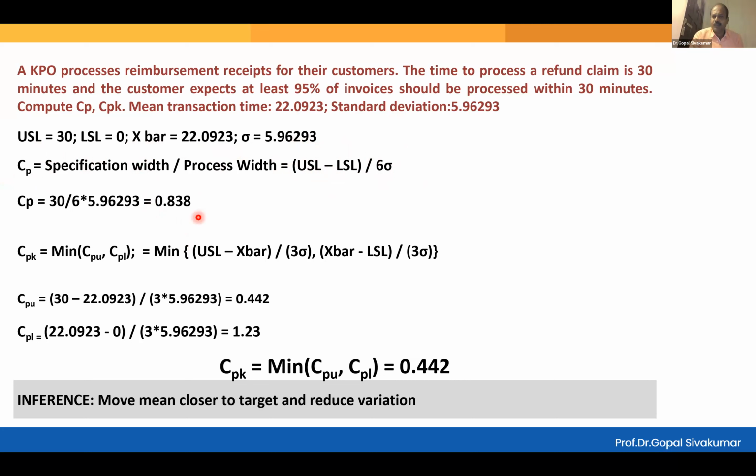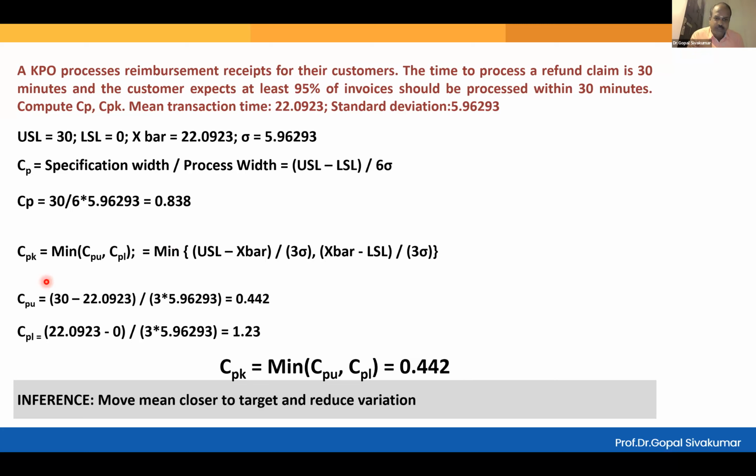Now tell me, one of you or all of you, what do you understand by seeing a CP of 0.838? What is your understanding? Not capable. The process is not capable. I agree, not capable, sir. Not capable as well as not consistent also. Inconsistent. We need to go to CPK. Inconsistent as well as not capable.